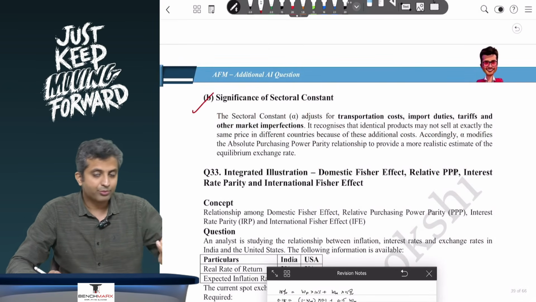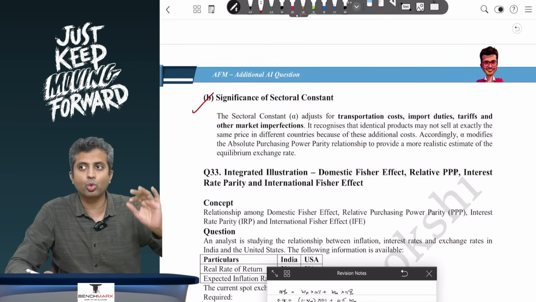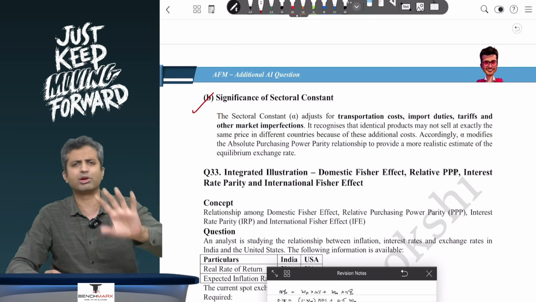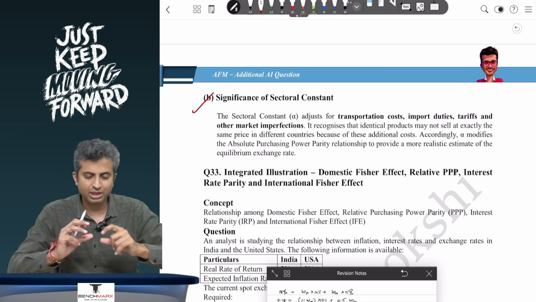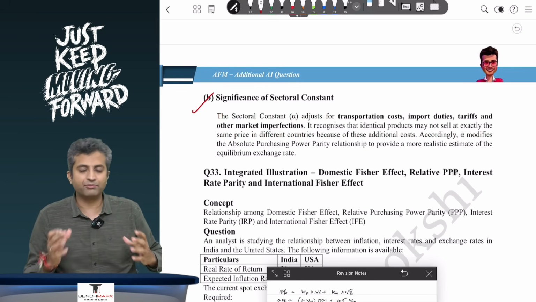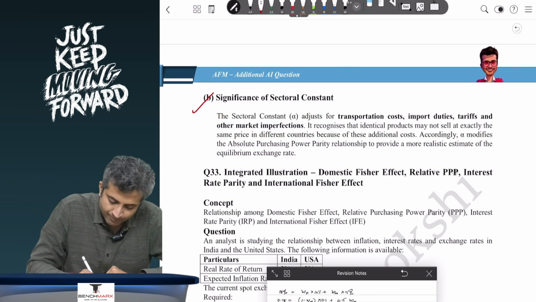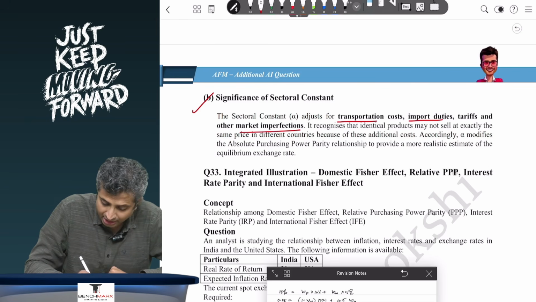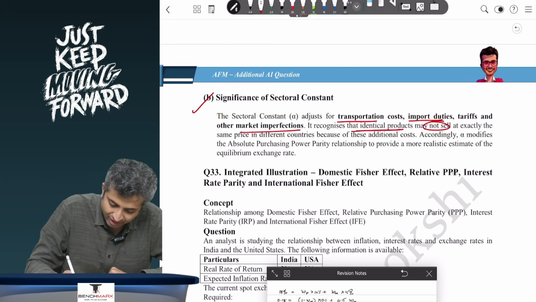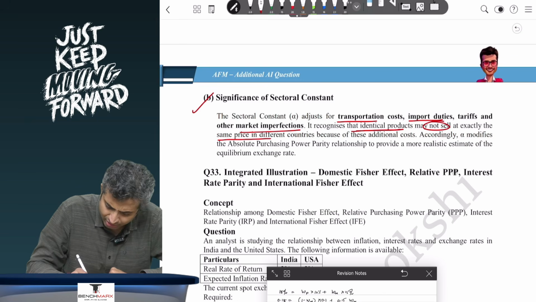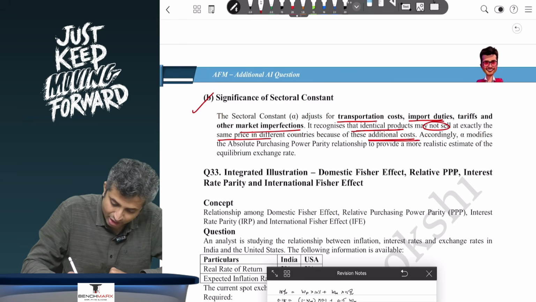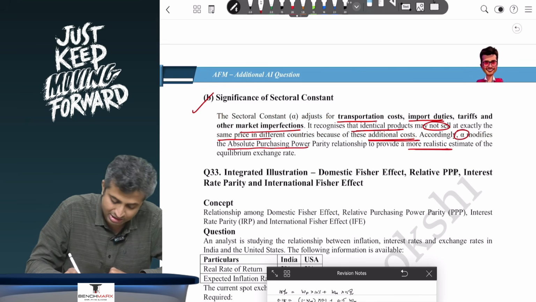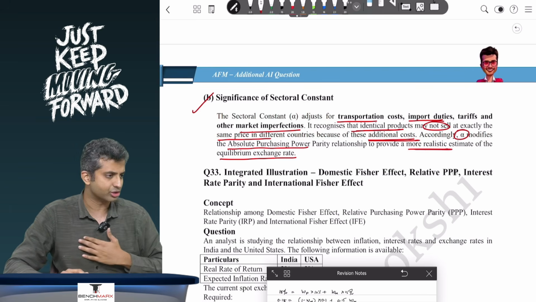This can be helpful for a small theory question or a point. This will only be relevant if there are market imperfections. If there are no market imperfections, then 1000 divided by 1000, that is 1. But if there are market imperfections, to account for those, we calculate this sectoral constant. Adjust for transportation costs, import duties, tariffs, and other market imperfections. It recognizes that identical products may not sell at exactly the same price in different countries because of these additional costs, and accordingly we find an alpha which modifies the absolute purchasing power parity to provide a more realistic estimate of the equilibrium exchange rate.